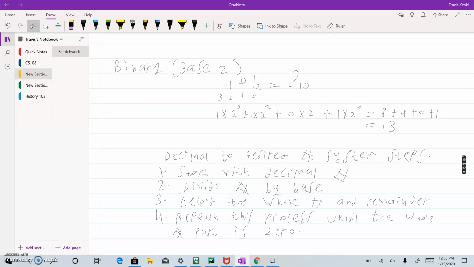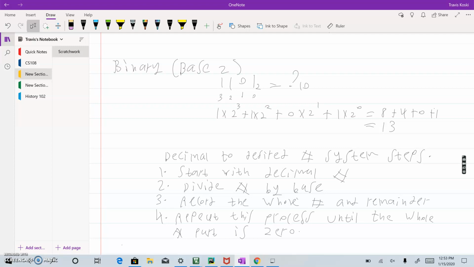So we now know how to go from binary to decimal. We actually know how to go from any number system to decimal. You just take your digit times your base raised to the power of what position that digit is in. And then if you sum up all those pieces, you will get to your decimal form.